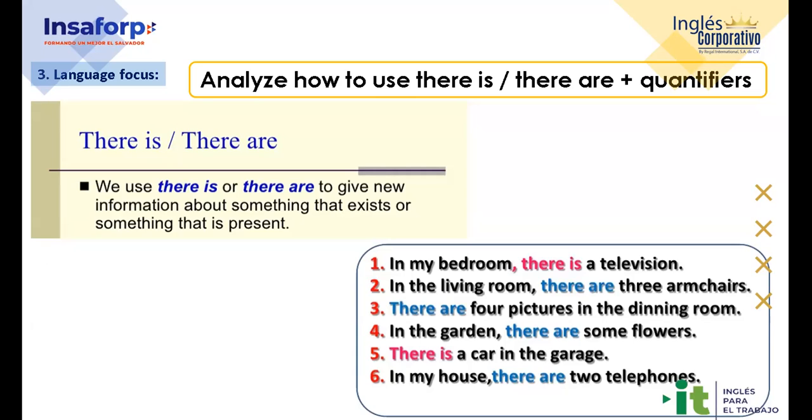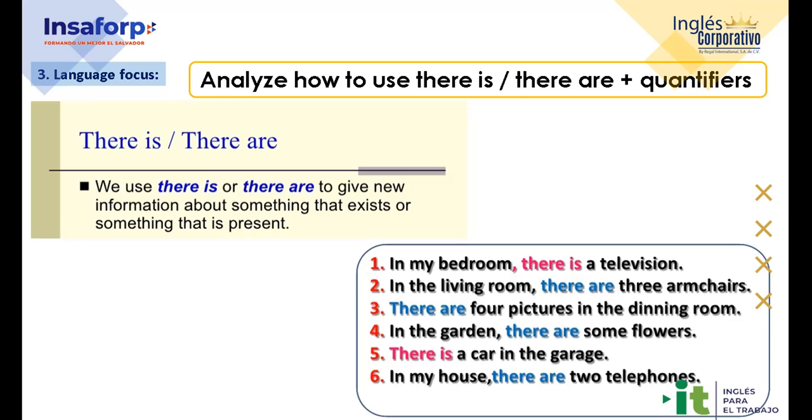And when we use there is and there are, it's basically, well, when we say "hay" in Spanish, right? And we have two forms. We have a singular form and we have a plural form. Let's look at the examples. Daniel, can you read the examples, please?